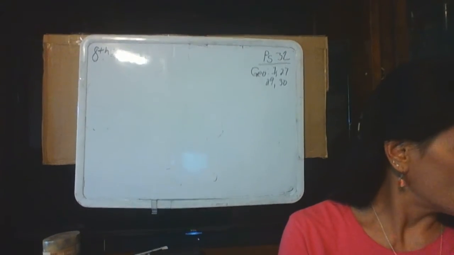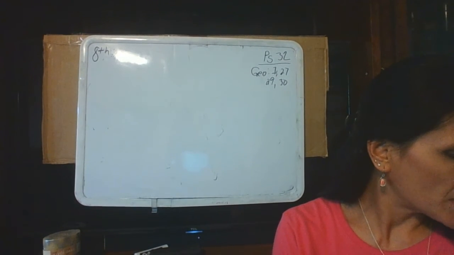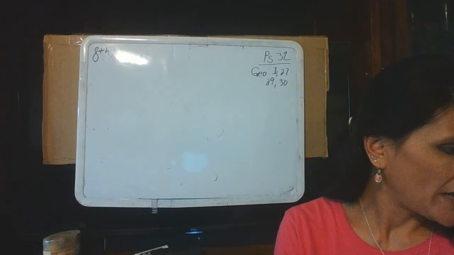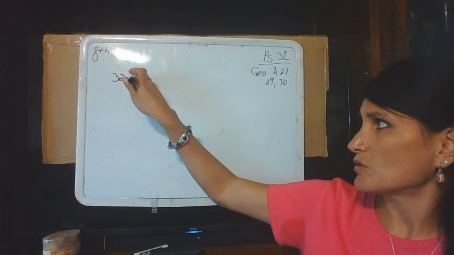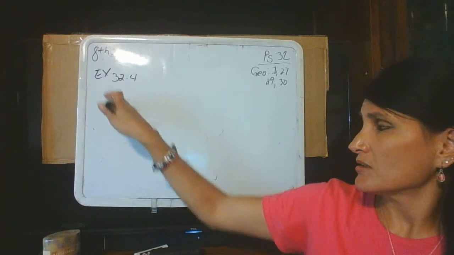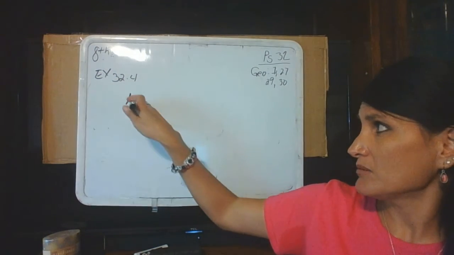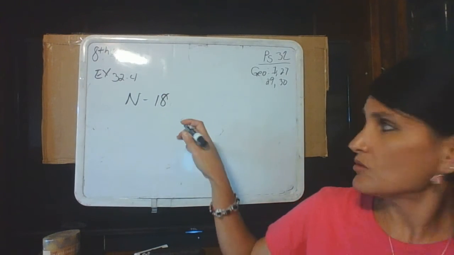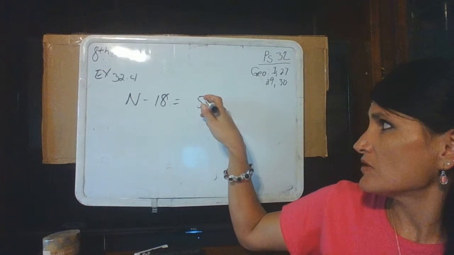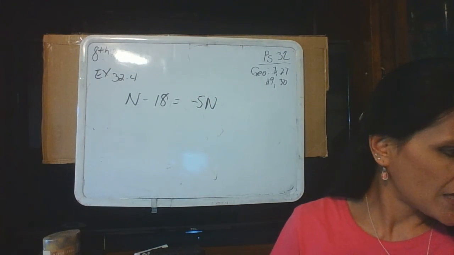Let's see. The last one is find the number which decreased by 18 equals 5 times the opposite. Okay, so 32.4. A number decreased by 18. So the number is being decreased by 18. And it equals 5 times the opposite. Okay, 5 times the opposite.